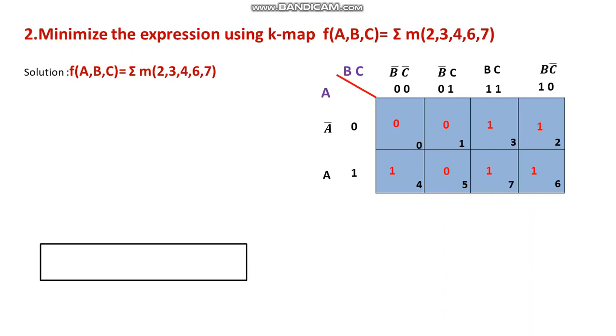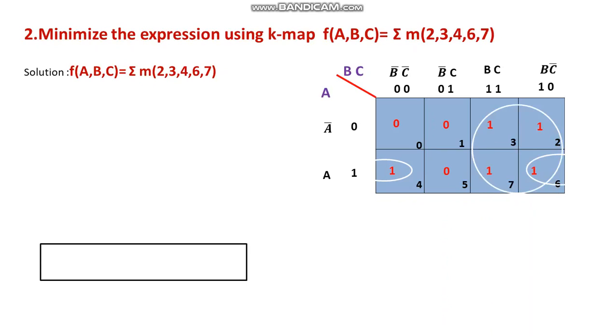Just observe the cell number 4. What are the adjacent cells to the cell number 4? It is 5, 0 and 6. In 0 and 5, we don't have any ones. So I have to group that 4 with cell number 6 as a pair. Right. So we'll group 4 and 6. Then we have a quad here, 3, 2, 7, 6.